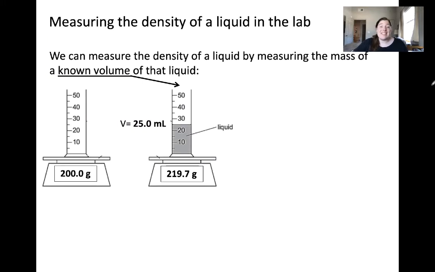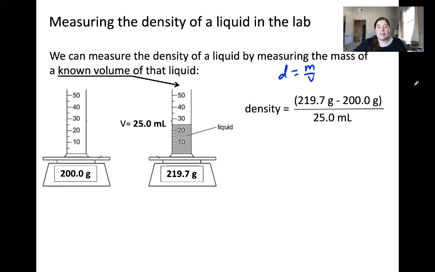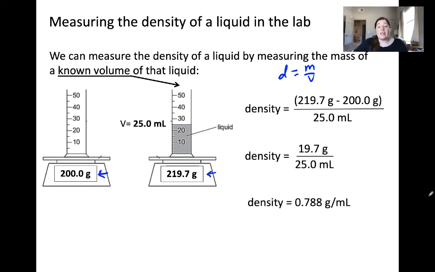We can measure the density of a particular liquid in lab. The one method to do so would be to take an empty cylinder and measure the mass, add a known volume of liquid, and then measure the mass again. Because density is a ratio of the object's mass per volume, we can calculate it by taking the mass of the liquid, which is the mass of the cylinder plus the liquid, minus the mass of the cylinder, divided by the volume. This gives us a value of 0.788 grams per milliliter.